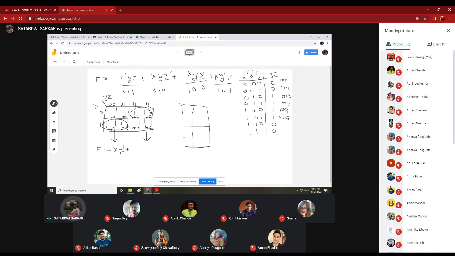So what would be the value from these two cells? The value of x is 0 for this whole row, but these column values are changing. The value of y is 1 here, and here also the value of y is 1, but the value of z is changing. Once it is 1, another time it is 0. So we will not take z again. The value of x is 0, so it would be x bar, and the value of y is 1, so it is y.